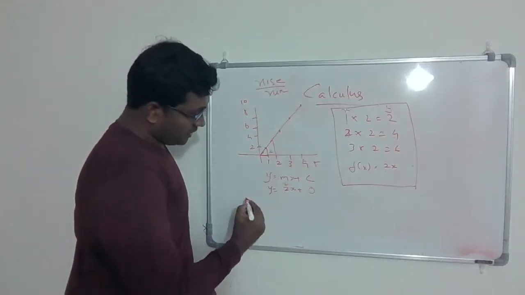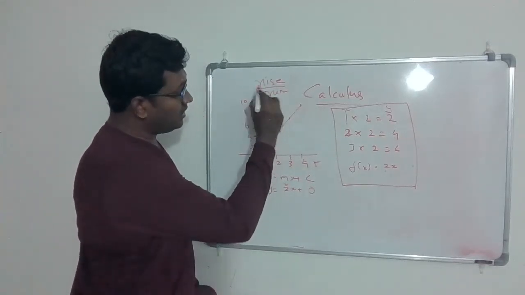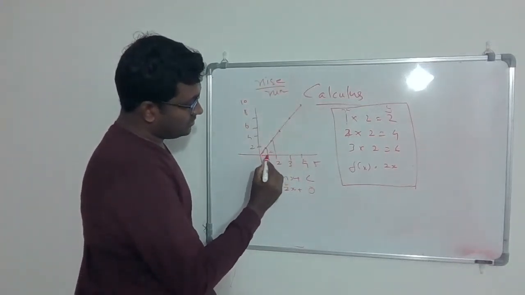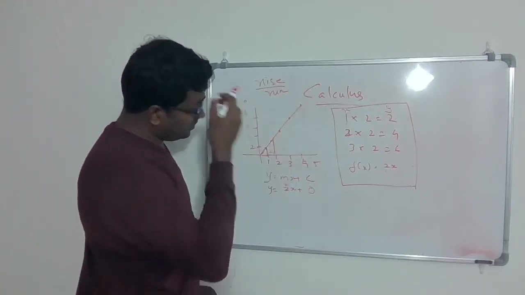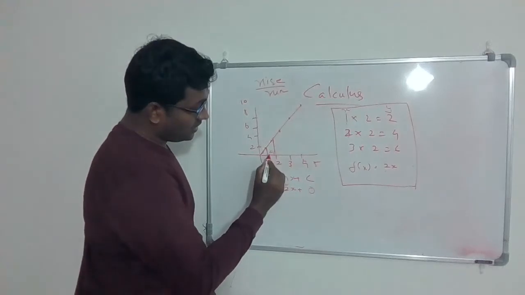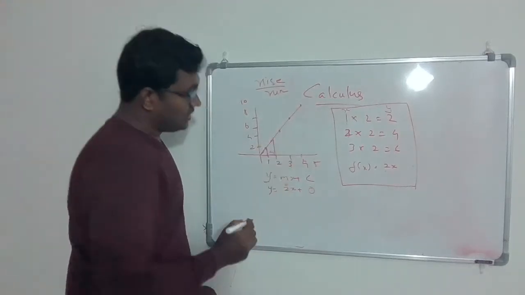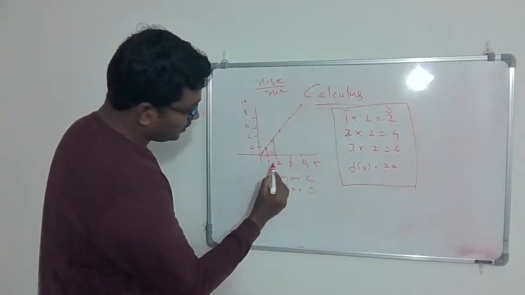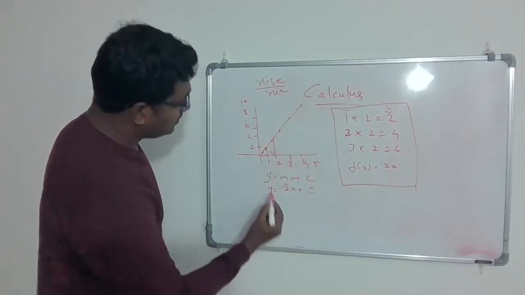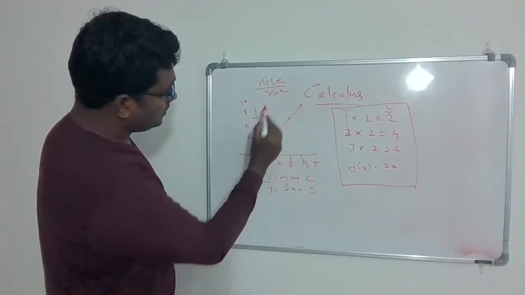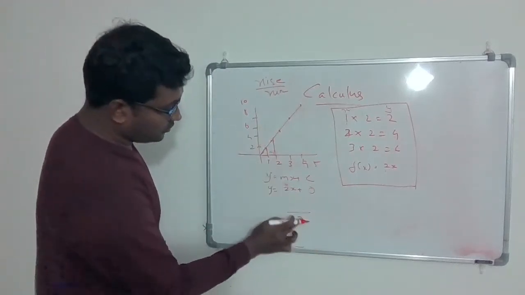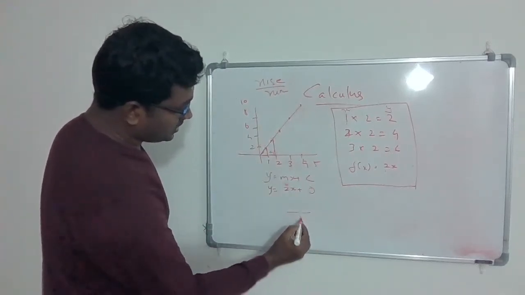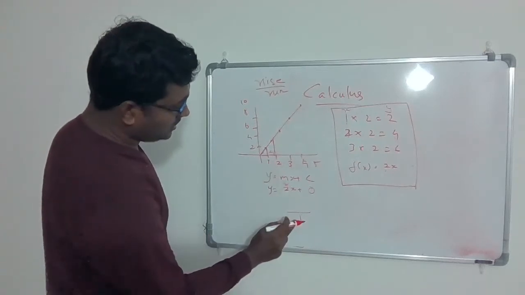So let me put it this way. Change in this is the change. This is the run. This is the rise. So if I change the input from 1 to 2, the run is 1. I'm changing the input from 1 to 2, the run is 1.